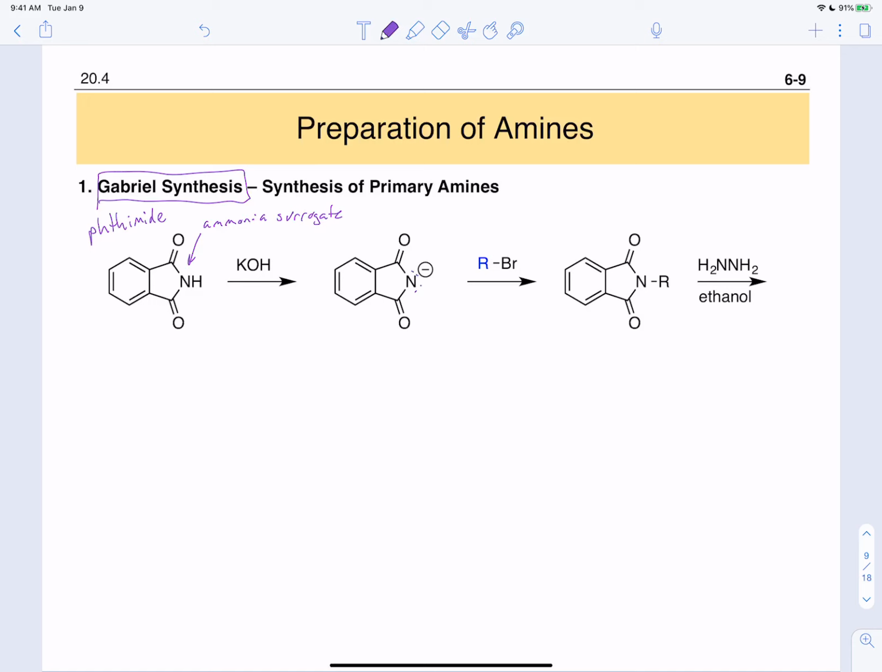This new anion is quite nucleophilic, and it can be alkylated. Now we can only have it react once, because it will only react in its negatively charged form. The neutral form on its own can't be deprotonated again, so it can't react again.